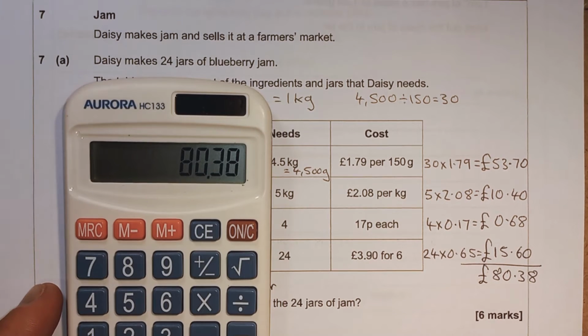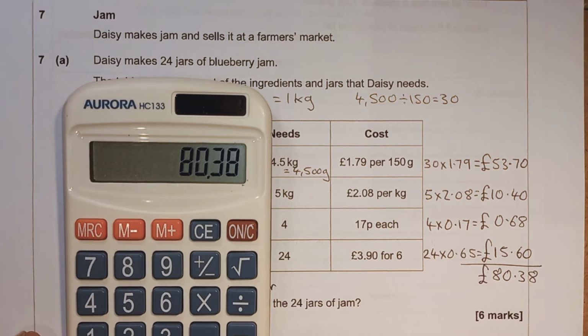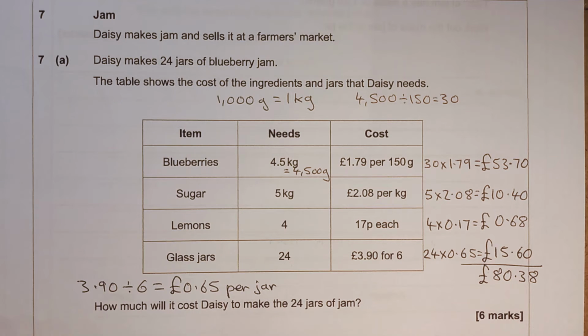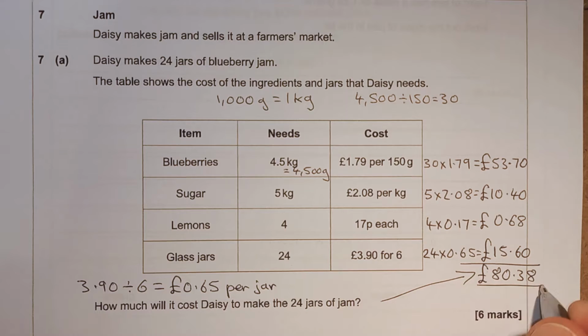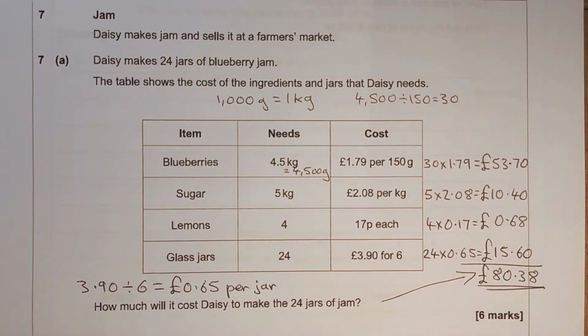£80.38. Okay, so I'm doing it quickly with the rounding, but do check these. Don't just do it blindly on the calculator. Say, does this look sensible? Is it what I'm expecting? Okay, so that's our answer.